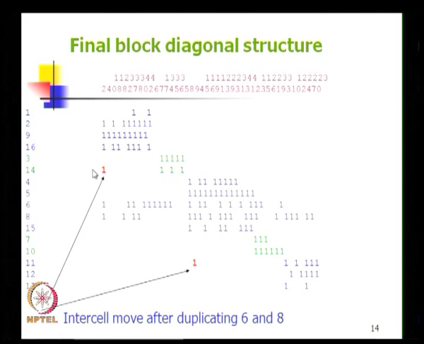Now from this matrix, if this machine number 14 right now belongs to this cell, and if we buy another machine number 14 and add it to this cell, then this intercell move will be eliminated, which means this one will go into the cell. So, the first way, the easiest one to look at, is machine duplication.